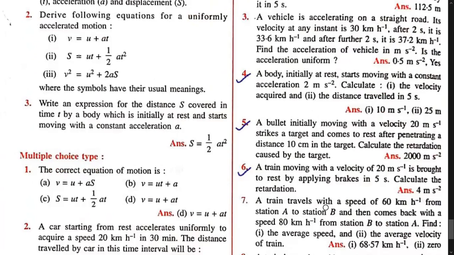Just remember that retardation means negative acceleration, and if the body is brought to rest, that means its final velocity is 0, and if the body is starting from rest, then its initial velocity is 0.